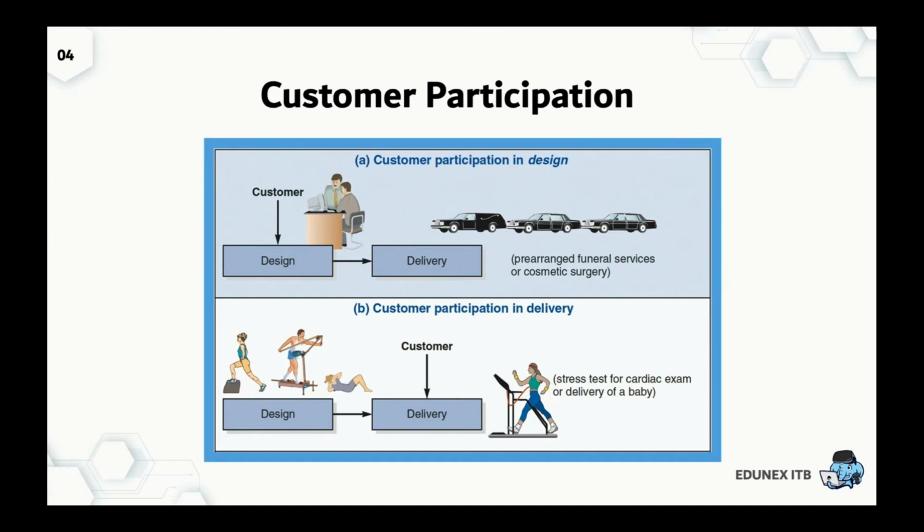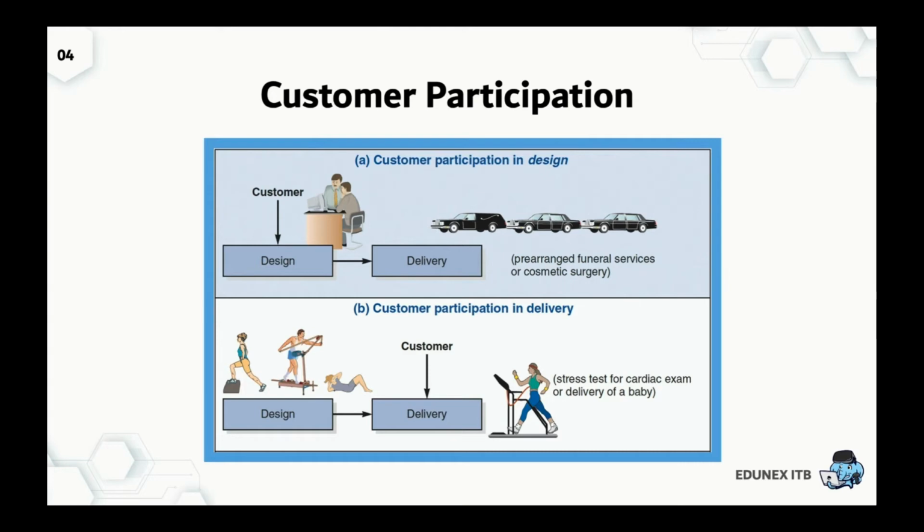For example, we discuss with the doctor for cosmetic surgery. We say we want this and that, and then, okay, we agree together, and then the service will be delivered. Customer participation can also happen during the delivery of the service, not at the design.